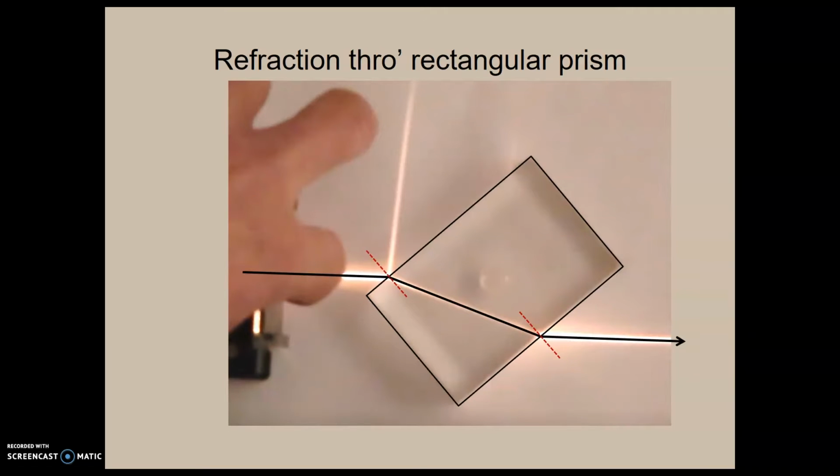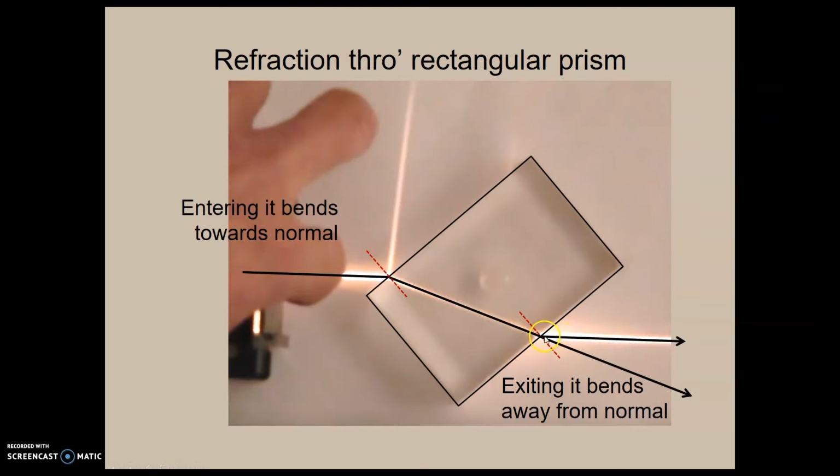It changed direction. We draw normals at the two surfaces, and we find that light, when it's entering, bends towards the normal. What do we mean by that? Instead of going straight on, it bends closer to this normal line. And when it exits, instead of going straight, it bends away from the normal. We also had a bit of reflection at the first surface.